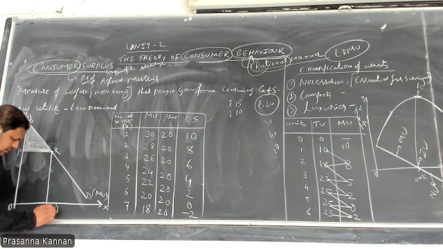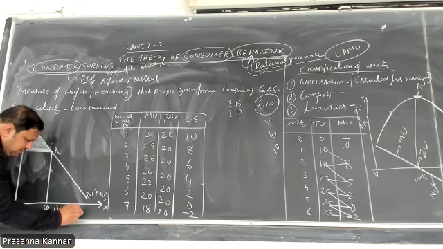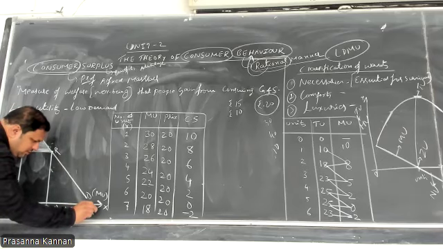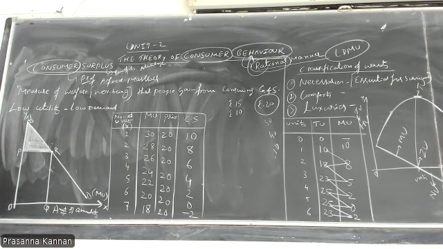This is amount of commodity. This is price per MU.